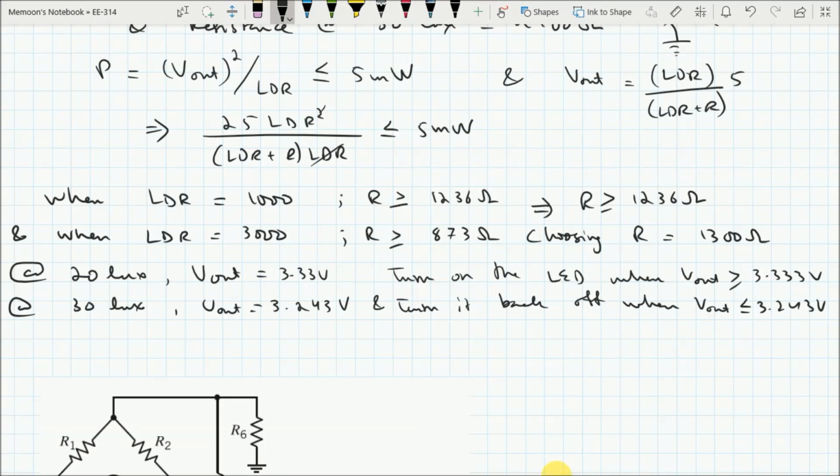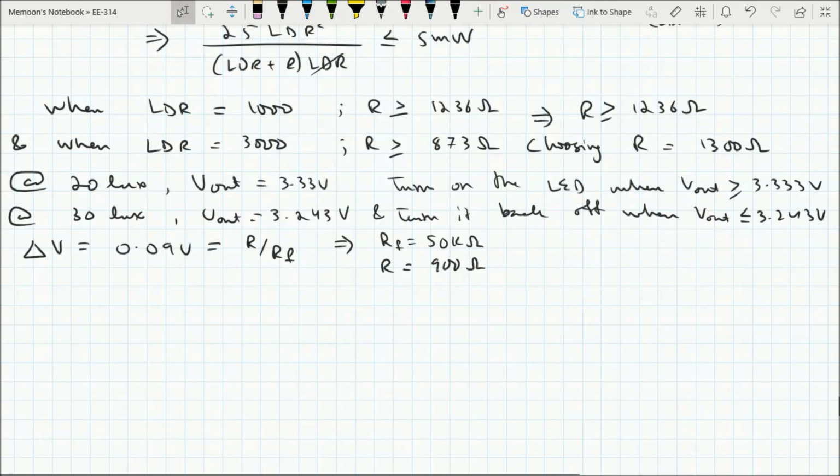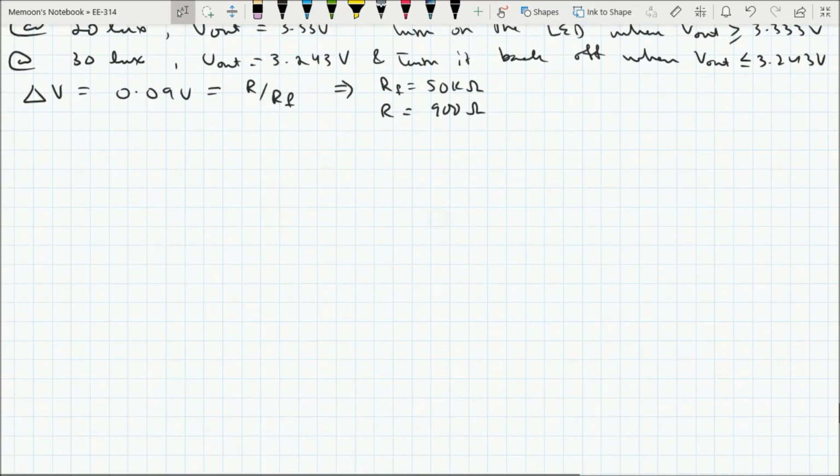So this means that your delta V is equal to 0.09 volts, and that is equal to R over RF. So we are using a hysteresis comparator. Let's choose RF is equal to 50 kilo ohms and R equal to 900 ohms, and this will satisfy this expression, and also that RF is much greater than R. So let's try to make this circuit now.